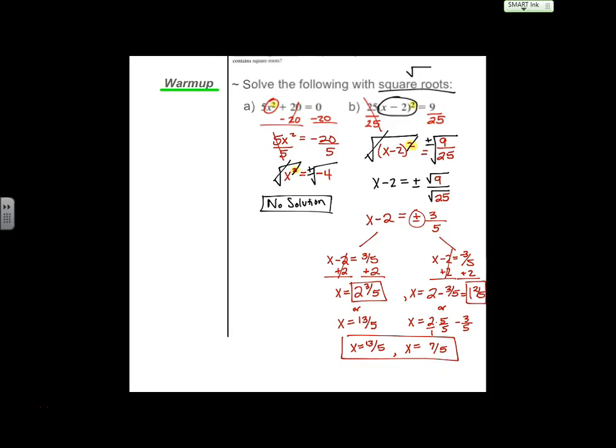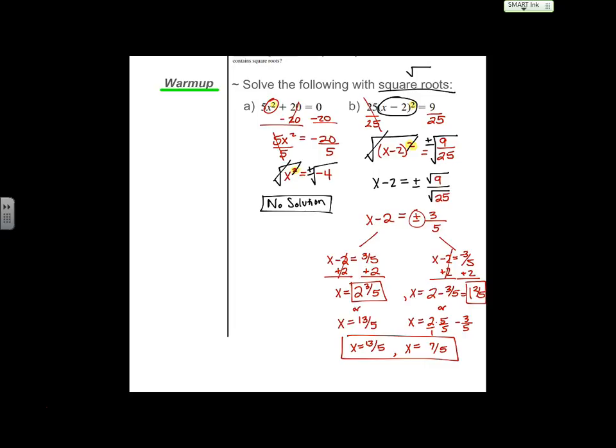Question. What was in both equations at the very beginning that we had to get rid of to get to x? There was a square. So in letter A, x was being squared, right? And in letter B, x minus 2 was being squared. Question, what did I have to bring into the equation on both sides to undo the square? The radical, the square root. I had to bring that in to get rid of the square.